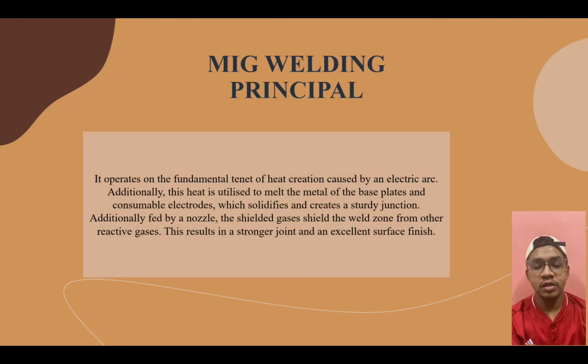Okay, so this is the MIG principle. It operates on the fundamental tenet of heat creation caused by an electric arc. This heat is utilized to melt the metal of the base plate and the consumable electrode, which solidifies and creates a steady joint. Additionally, fed by a nozzle, the shielding gas shields the weld zone from reactive gases. This results in a stronger joint and an excellent surface finish.